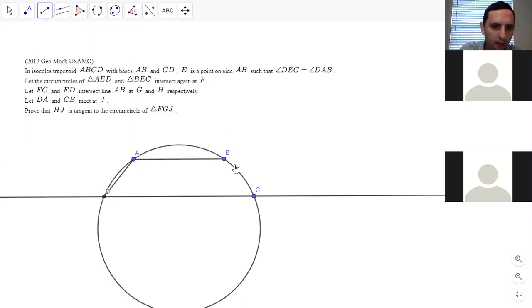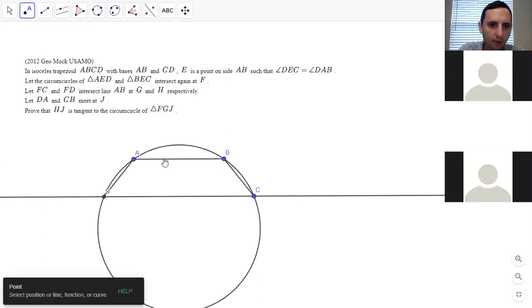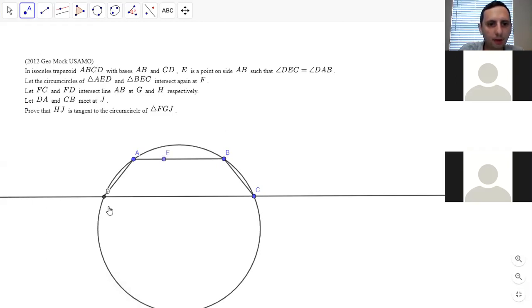So basically what that means, so I'm going to try to draw it exact, but I thought about this just for a second, and basically if DEC is equal to DAB, then that means that triangle DEC is similar to triangle DAE, right? Because this angle equals this angle. So that would mean triangle DEC is similar to triangle DAE, and that would mean that this angle ECD is equal to DAE.